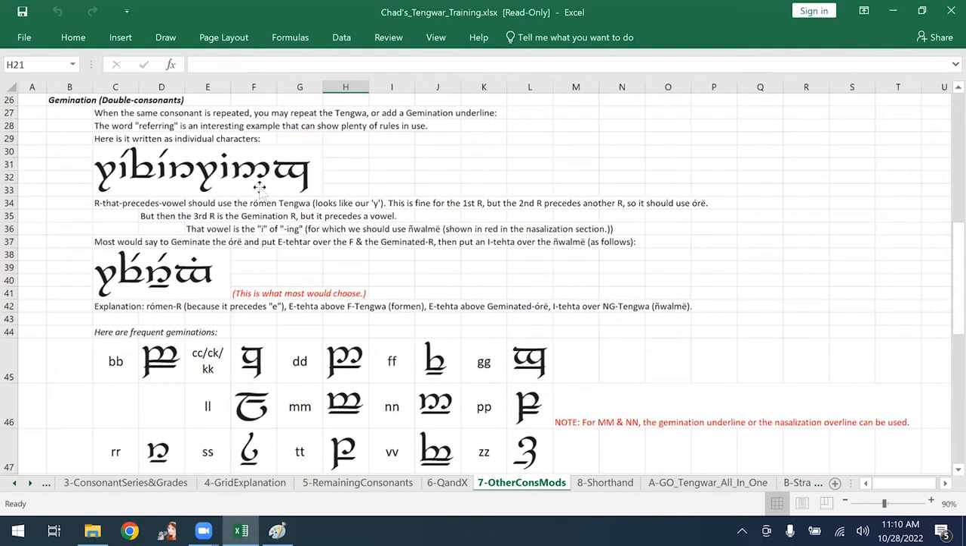R-E-F-E-R-R-I-N-G. So here's an opportunity to nasalize the G and then put the Tehtar over it. And then you've got a double R here. So the third R is the gemination. So these two together, you should just double it. So you can double either one, and people are going to know what you're saying. So right here, I've got the ore, and I've geminated it right here by putting the line under. Like I said, make sure you don't actually make the line touch, because then it's no longer a double R. It's something else, right?